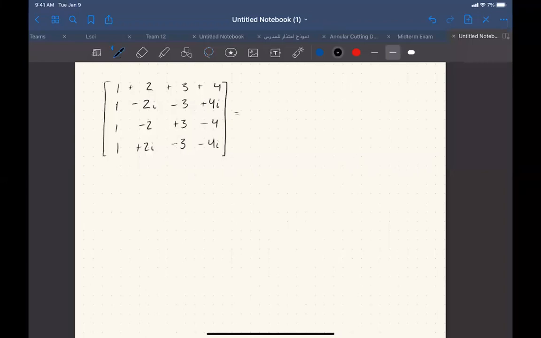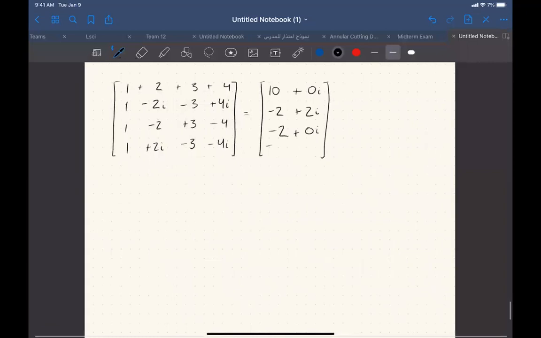Okay, we can simplify this. So we'll have a real component and an imaginary component. 1 plus 2 plus 3 plus 4 is 10. There's no imaginary component, so we can say plus 0i. Here we have 1 and minus 3, so that's minus 2. And then the imaginary component, we have negative 2 and positive 4, so that's positive 2i. The next row, we have negative 2 plus 0i, and then negative 2 minus 2i.